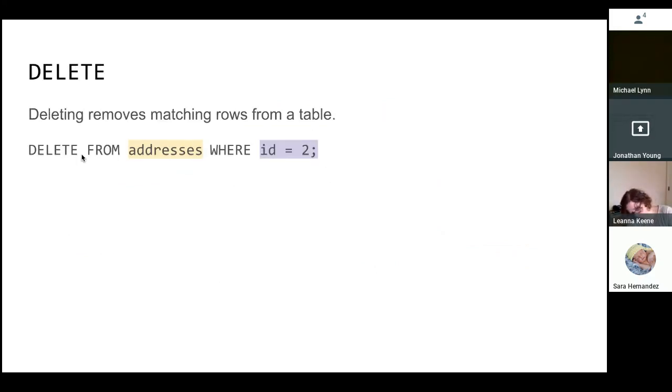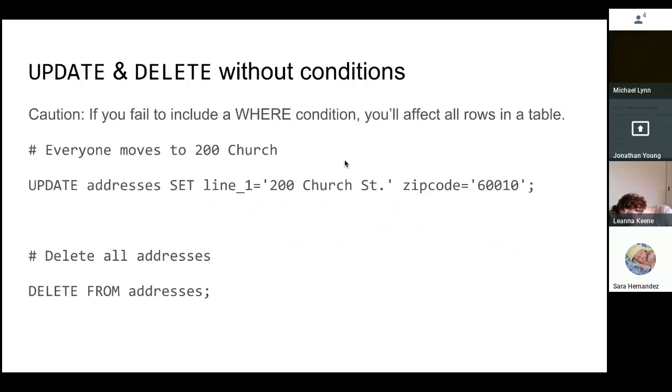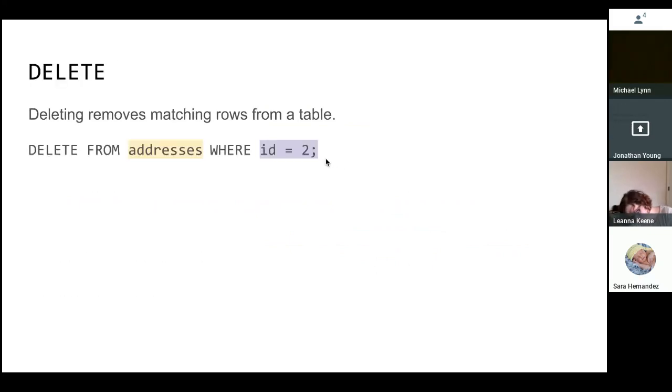And then delete is pretty simple. Delete from addresses where ID is 2. I'm going to delete the second entry in the database. But once you delete, is that recoverable? Nope, it's gone forever. So you want to delete things as infrequently as you can. It's better just to set a flag on it, like disabled true or something like that, rather than to delete everything.